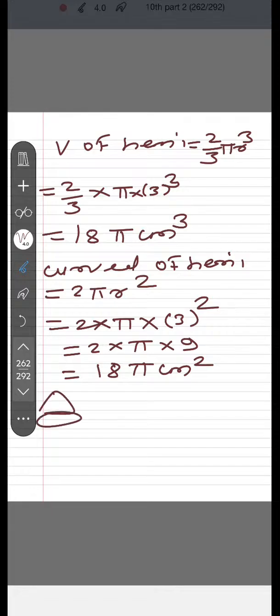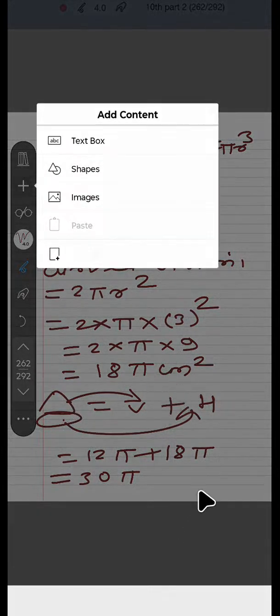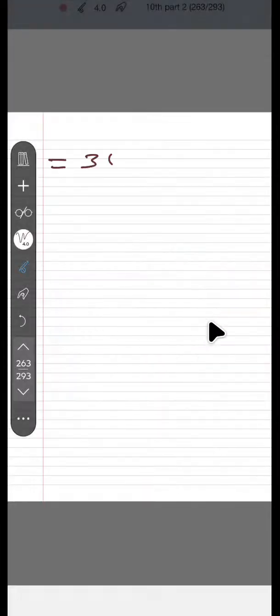So the toy is made by what? The cone and the hemisphere, correct? So the total volume is equal to the volume of the cone plus the volume of the hemisphere. Therefore it is 12 pi plus 18 pi, which is equal to 30 pi. Now we all know the value of pi, which is 3.14.